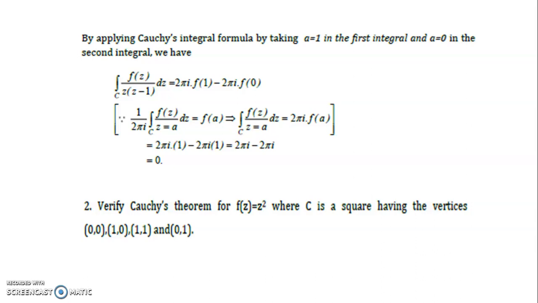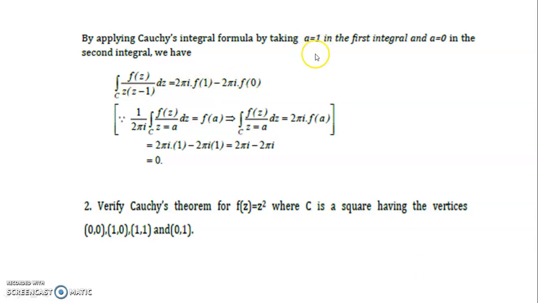Let me explain why. We take a equal to 1 in the first integral and a equal to 0 in the second integral, or else the second integral and the first integral. That doesn't matter.